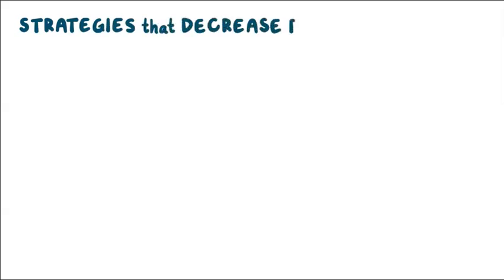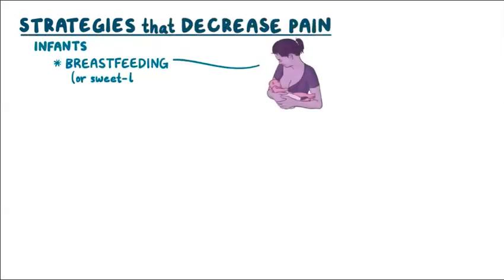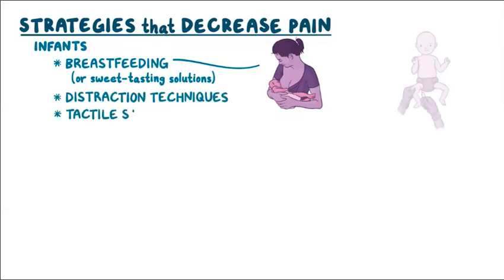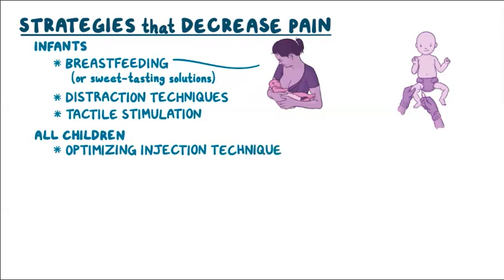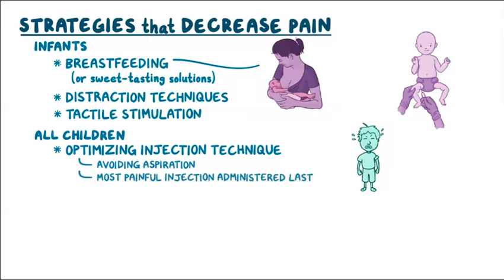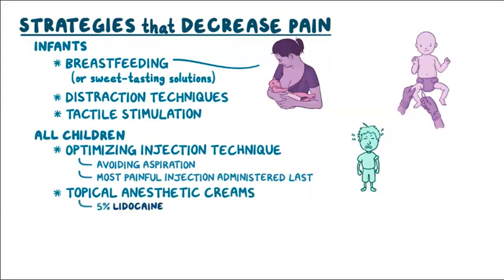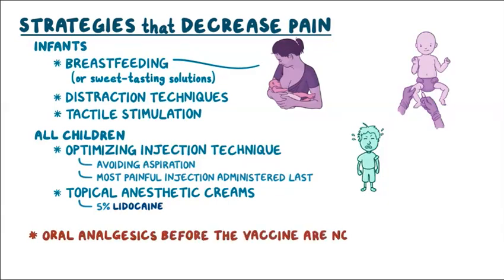Some strategies that decrease pain for infants are breastfeeding or giving sweet-tasting solutions during the vaccination procedure, distraction techniques and tactile stimulation, which means rubbing near the injection site prior and during the injection. Then for all children, optimizing the injection technique, for example, avoiding aspiration, which worsens pain, and ordering the vaccine so that the most painful one is administered last also seems to help. Topical anesthetic creams like 5% lidocaine may also be applied to decrease pain. On the other hand, giving oral analgesics like acetaminophen or ibuprofen before the vaccine is not recommended.